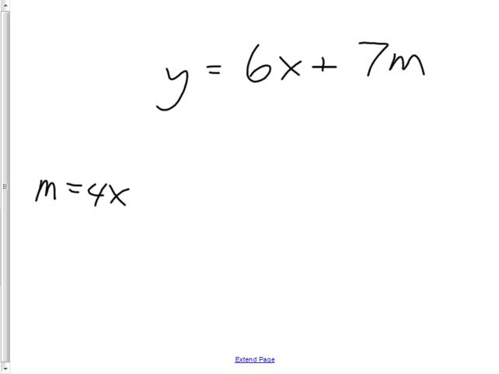Okay, how about this? Y equals 6x plus 7m. Is y a function of x? By saying x, I'm implying, is y a function of only x? No, it's not, because there's an m in there. What if I told you that m was equal to 4x? Would you be able to now write y as a function of x? Go ahead and do it and turn it my way, and let me see if you get it right. Make sure you simplify it all the way.